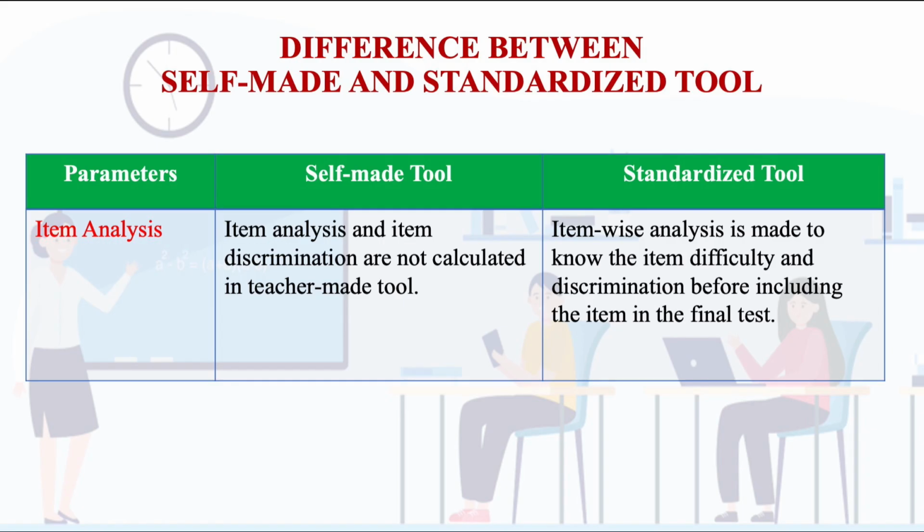In our next session, we will discuss the concept of reliability. In this module, reliability and validity come under the criteria of a good tool. And further, so far as the item analysis parameter is concerned, in a self-made or teacher-made tool, item analysis and item discrimination are not calculated, but for a standardized tool, item-wise analysis is made to know the item difficulty and discrimination before including the item in the final test.